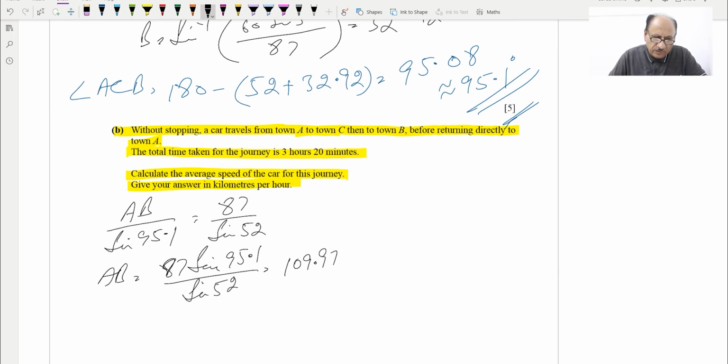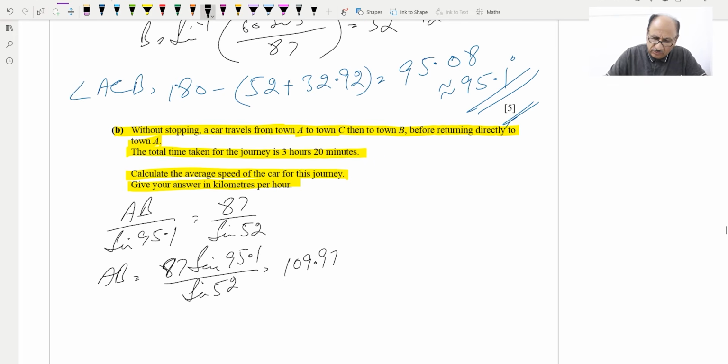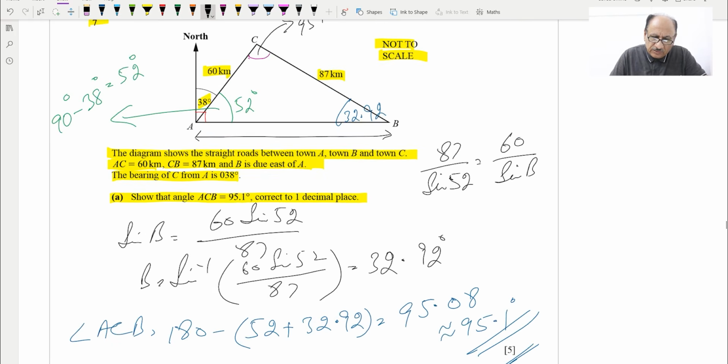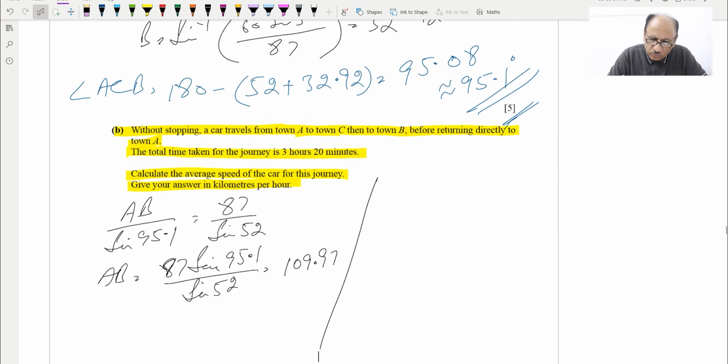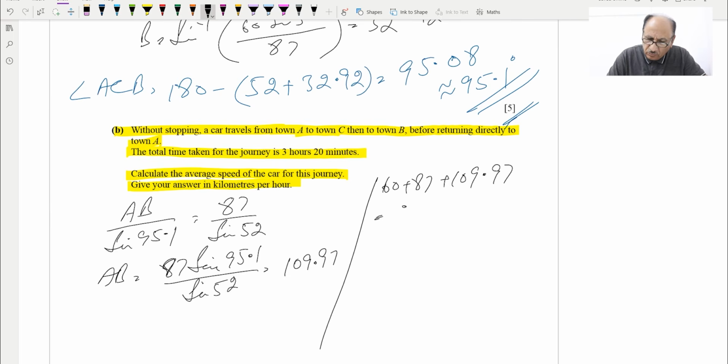109.97 is AB length. Now the total length, the distance covered: one side is 60, the other side is 87. So 60 plus 87 plus 109.97, this is the total distance, and we can check. This will be 109.97 plus 60 plus 87 is equal to 256.97.